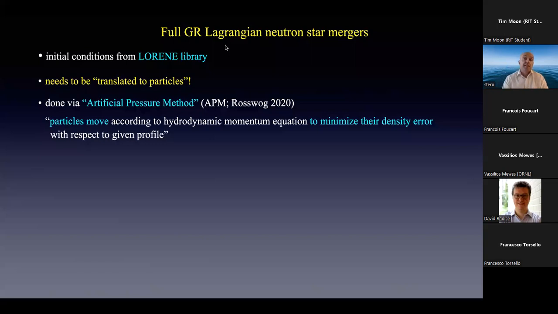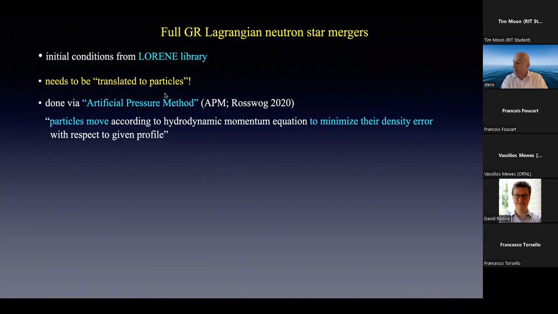But for the particles, you should ideally use equal mass particles, because that produces the least amount of numerical noise. And then if you have equal mass particles, your particle distribution has to reflect the density distribution that is coming from LaGrange. The way we do this is by a method which I had called the artificial pressure method.